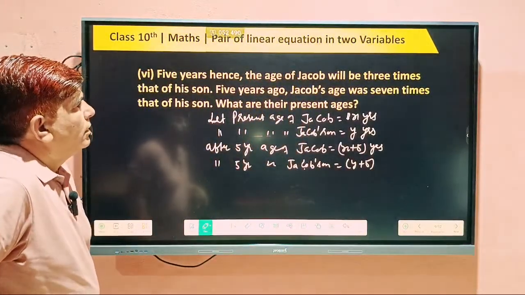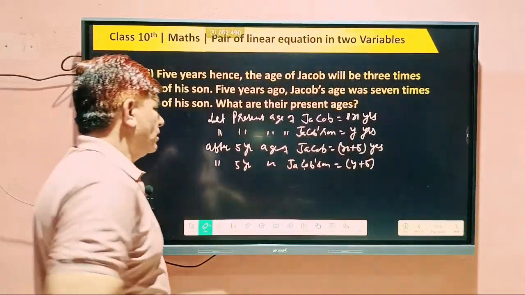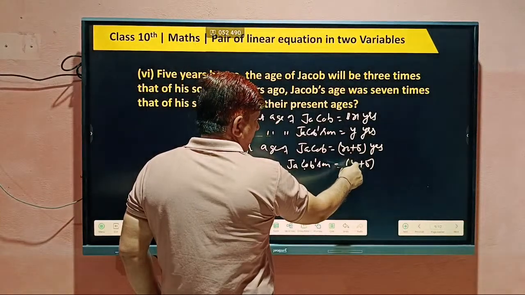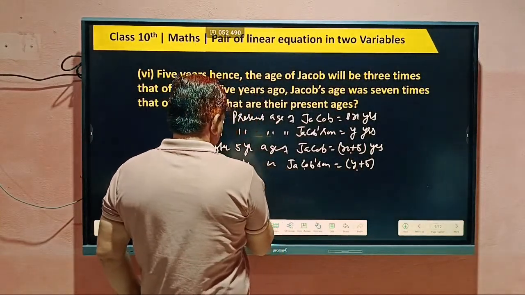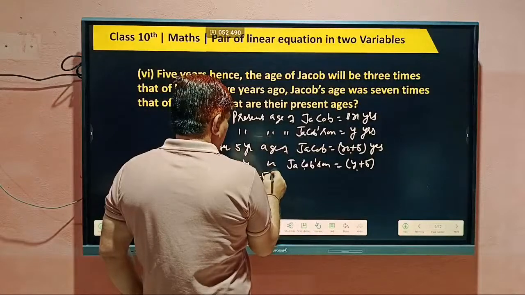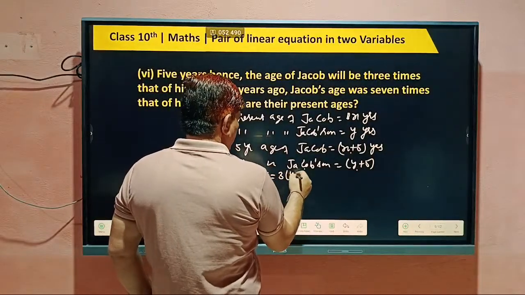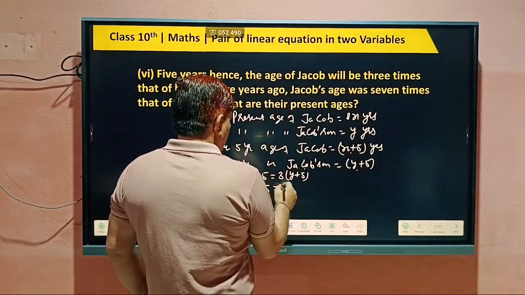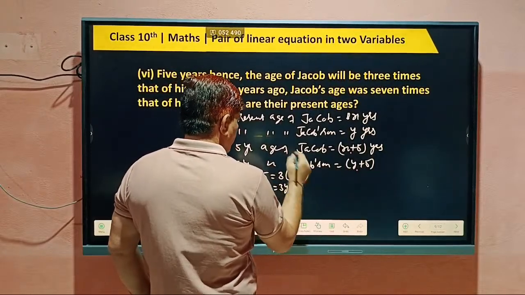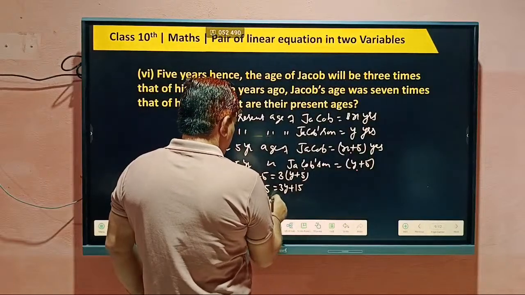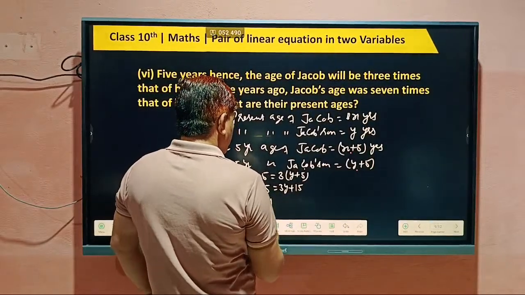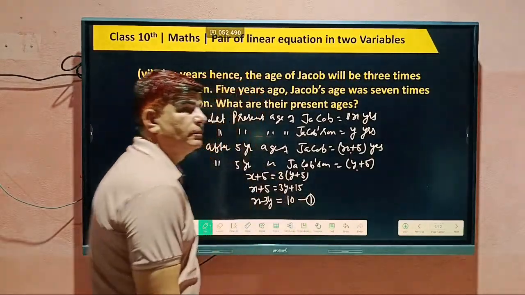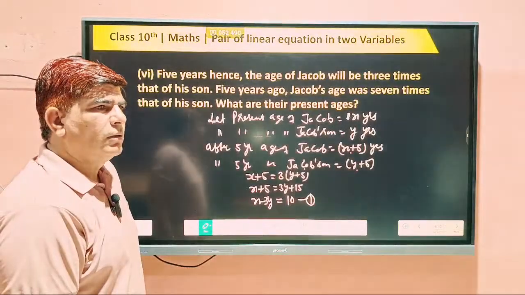Understood? Yes or no? So what's the condition? This age is 3 times of it. So if I multiply this with 3, both become equal. x plus 5 is equal to 3 into y plus 5. What does it become? x plus 5 equals 3y plus 15. So x minus 3y equals 10. This is your equation number 1.